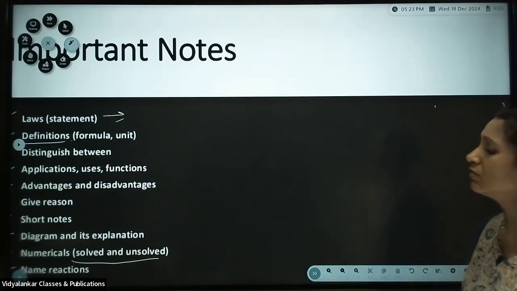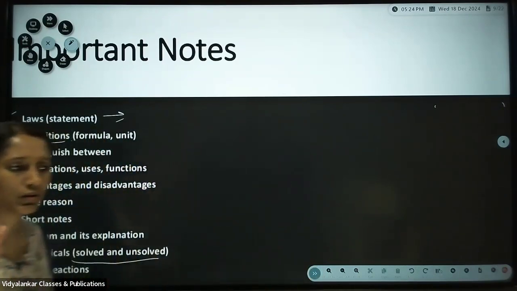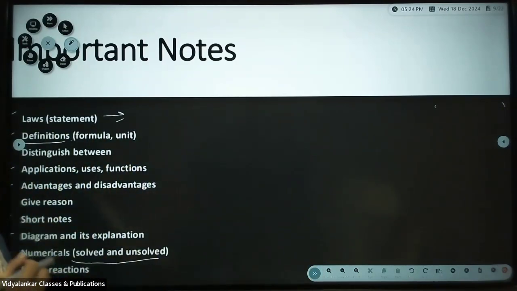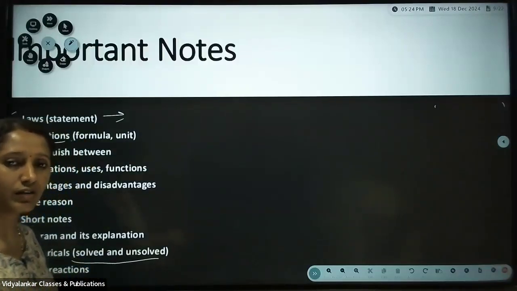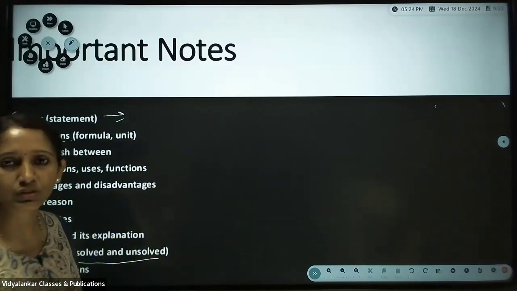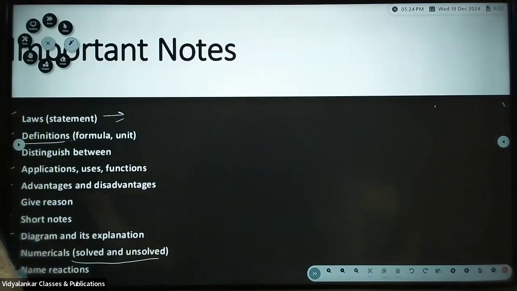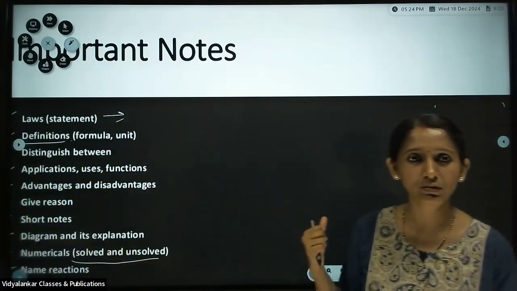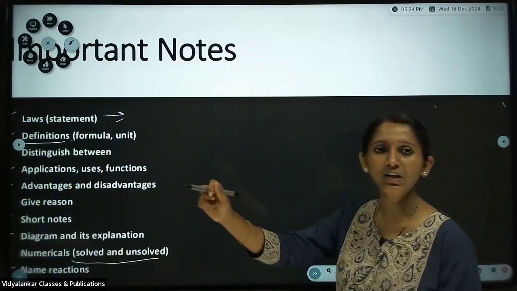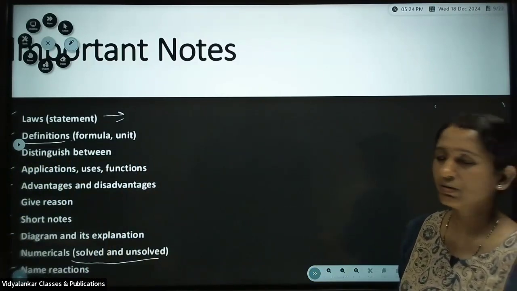Name reactions means the reactions named after a scientist. For example, if you have a direct question to write a short note on a name reaction, then what is expected? If a short note is asked, first write the statement of what the reaction is, and then write the proper reaction with an example. So this is about name reactions. If any question on a name reaction is asked for 2 marks or 3 marks, first state that name reaction, then give an example for it. Yes? Okay.